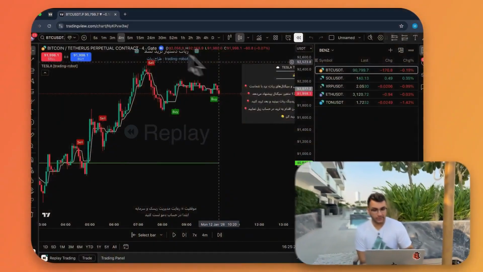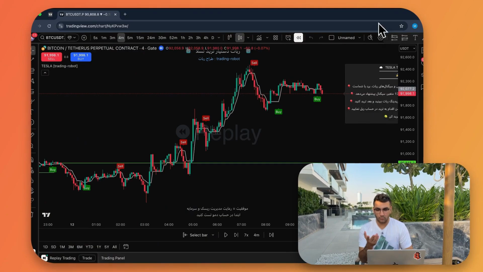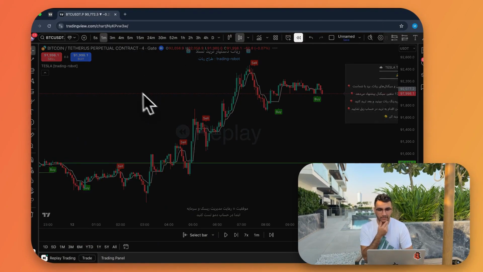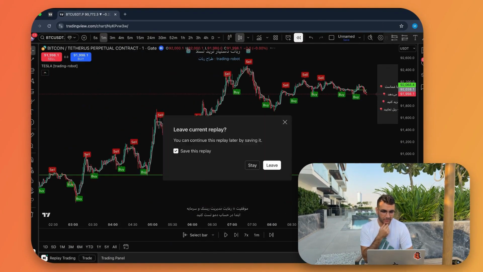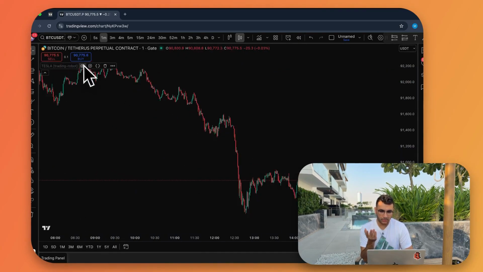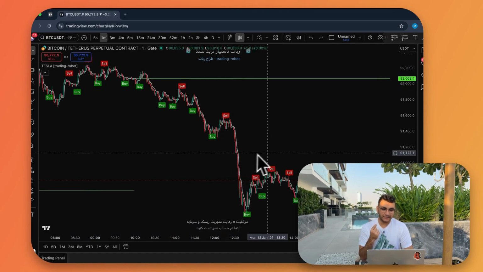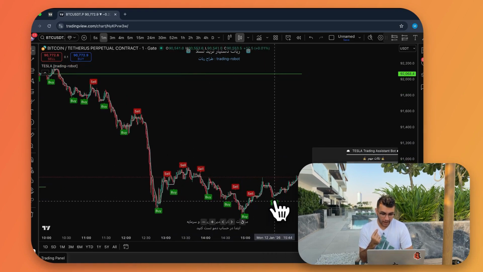You can see my screen now. Here's a chart, for example, Bitcoin on a 1-minute time frame. And here's the Tesla robot added to my screen. Okay, Tesla robot off, on. What does repainting mean? You see here it gave a good buy signal. Okay, the price went up.